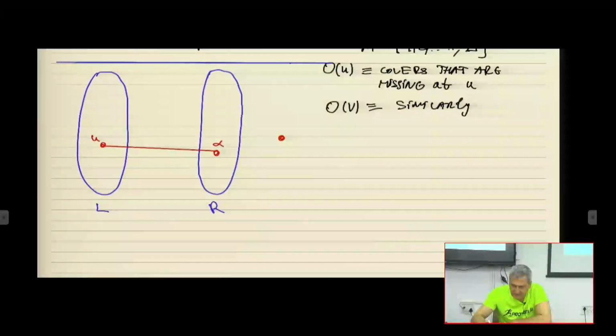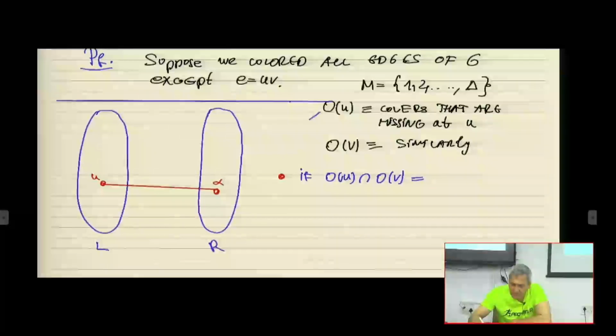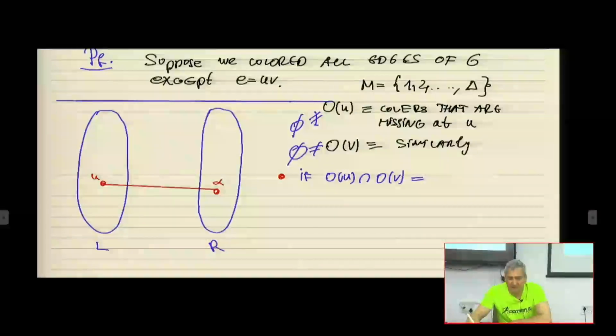Now, first, if O of U is, and this, okay, these two sets are obviously not empty, yes? Because at vertex U we have spent at most delta minus 1 colors, and we have delta colors available, so it has at least one element, and O of V also has at least one element, yes? So these two sets are non-empty.